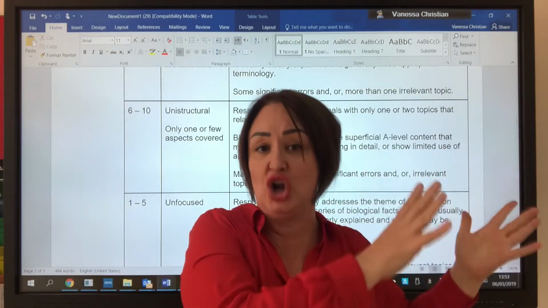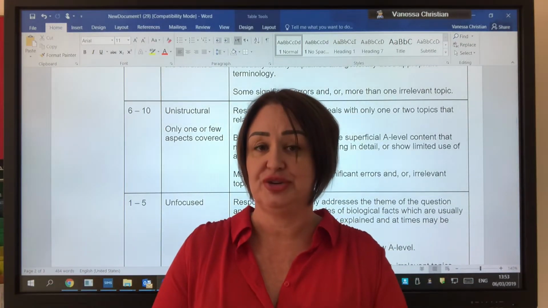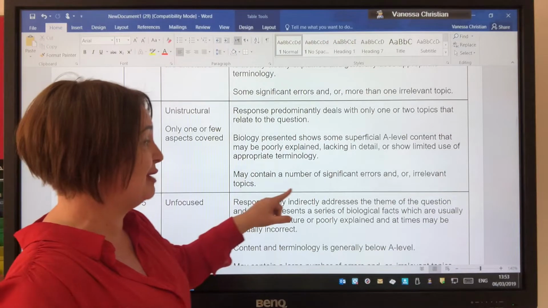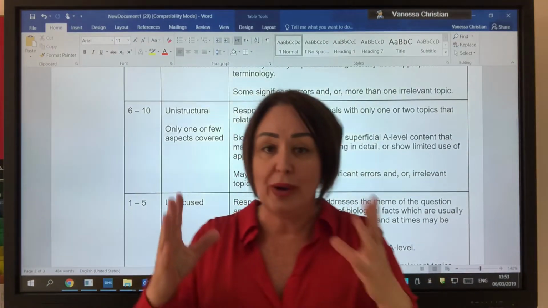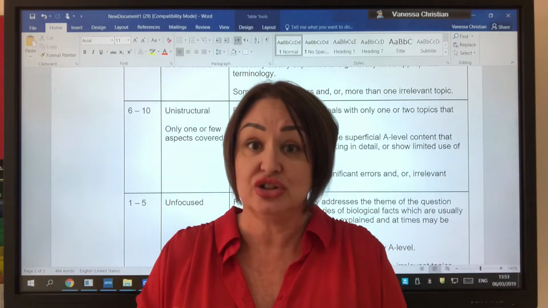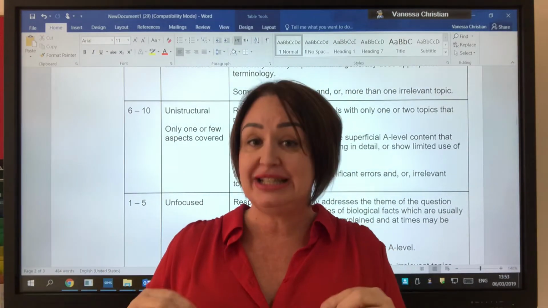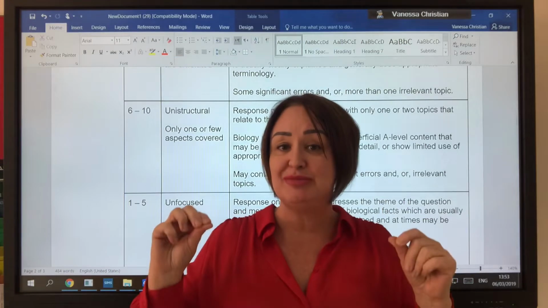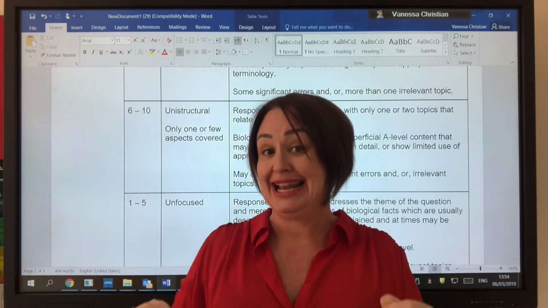That way you're making sure it's synoptic, that it's in topics that are clearly spread through the whole of the specification. Biology presented shows some superficial A-level content that may be poorly explained, lacking in detail, or showed limited use of appropriate terminology. That brings me to another point. When I read essays, any sentence that could be written by a lay person, in other words, somebody just out in the street who hasn't studied year 13 biology, I just cross it out. You're wasting your time. Any sentence that's of GCSE level, cross it out. You're wasting your time. Every single sentence needs to be loaded with subject-specific vocabulary, and it needs to demonstrate that you've been in year 13.